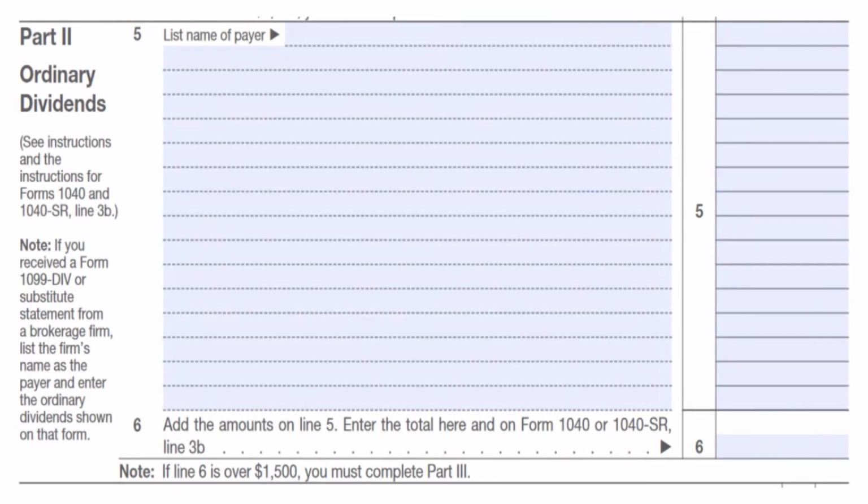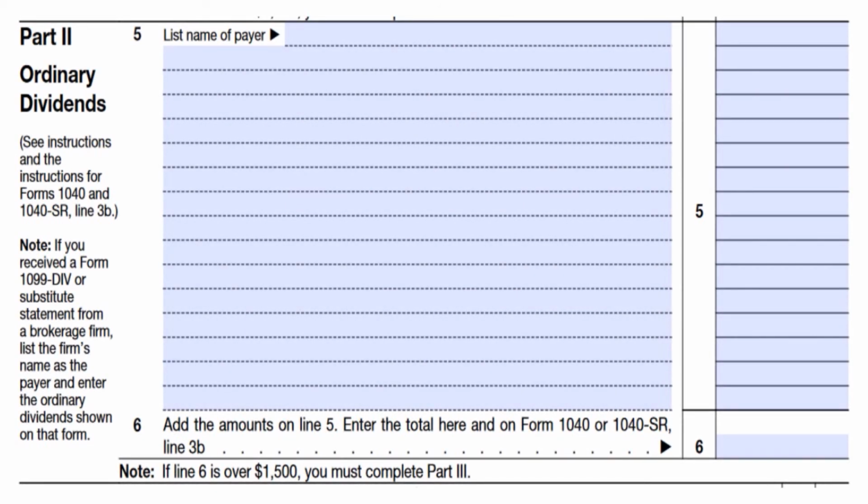Now let's talk about Part 2. Part 2, this is the ordinary dividends, as you can see right now, we're showing you on the screen. So Part 2, basically, this section asks you to add up all your sources of ordinary dividends. As with interest income, if your dividend income is less than $1,500, you don't need to use Schedule B unless you need to complete another part of the form.